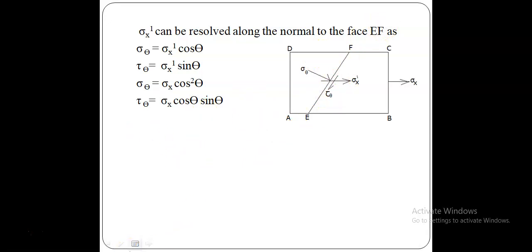So in any uniaxial stress case, let us take a single plane. There will be a single direction stress, sigma x, acting on a vertical plane or horizontal plane, whatever it may be. Because of this stress, what is the effect on an inclined plane? The normal and shear stresses on that inclined plane are sigma theta and tau theta. We refer to that inclined plane with respect to the x plane, theta.